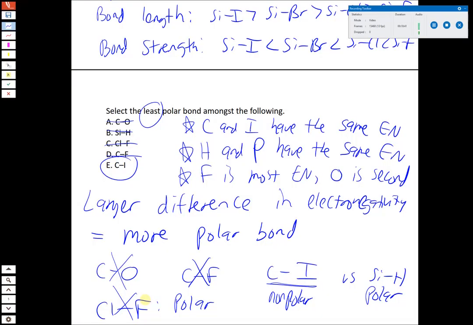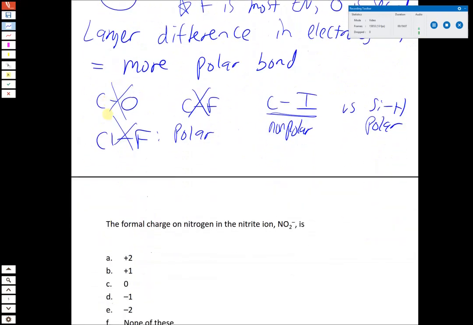Like I said, this is not the most straightforward one. It's not surprising that the success rate on this question was not particularly high. But when you're looking at polarity, you do need to look at differences in electronegativity. It doesn't matter what the individual electronegativities are. We can't just look at one atom in the bond and tell if it's a polar bond or not. You have to look at both atoms and see which ones are the most or least different from each other, whether we're looking for the most or least polar.